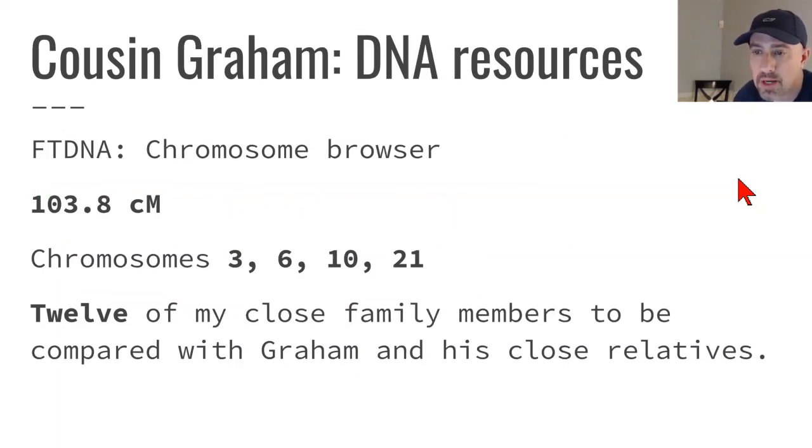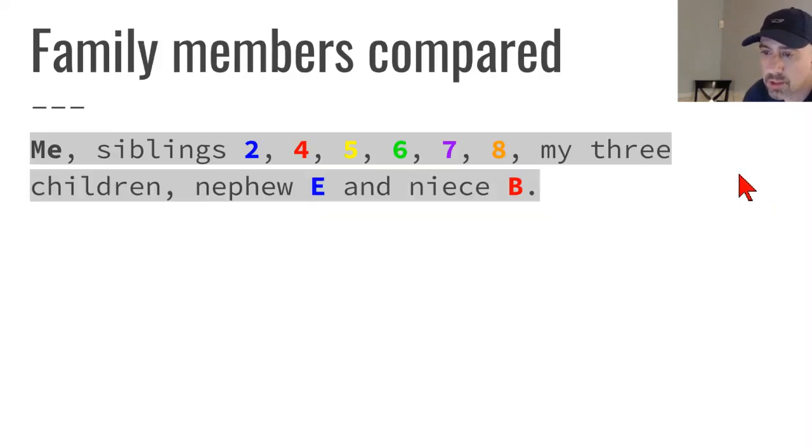Family Tree DNA has a chromosome browser, so we can get some detailed information about the DNA that Graham shares with my family, which totals approximately 104 centimorgans, spread across 4 chromosomes: chromosome 3, chromosome 6, chromosome 10, and chromosome 21. And I'll note that in this case, I have access to match results for 12 of my close family members, including me, and that will help us considerably. You don't necessarily need anywhere near that number of family members to do visual triangulation, but that's what I have, and so I'm going to take full advantage of my resources, and that will work us through this example.